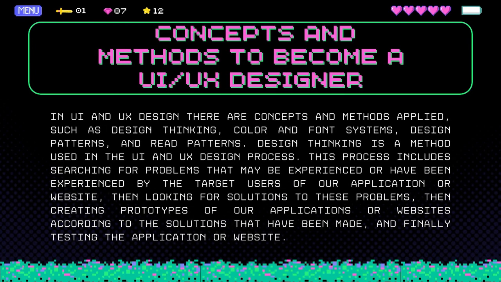In UI and UX design, there are concepts and methods applied, such as design thinking, color and font systems, design patterns, and read patterns. Design thinking is a method used in the UI and UX design process. This process includes searching for problems that may be experienced or have been experienced by the target users of our application or website, then looking for solutions to these problems, then creating prototypes of our applications or websites according to the solutions that have been made, and finally testing the application or website.